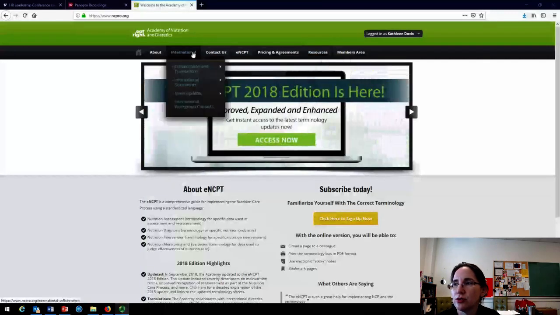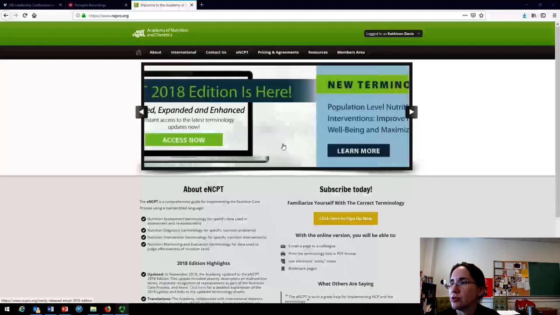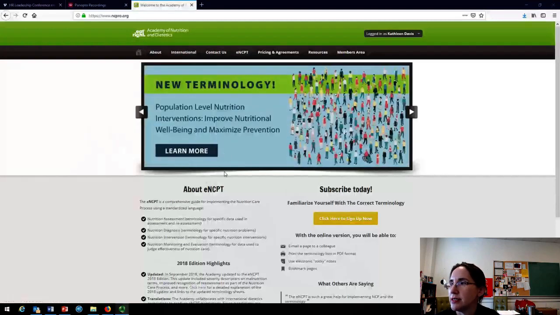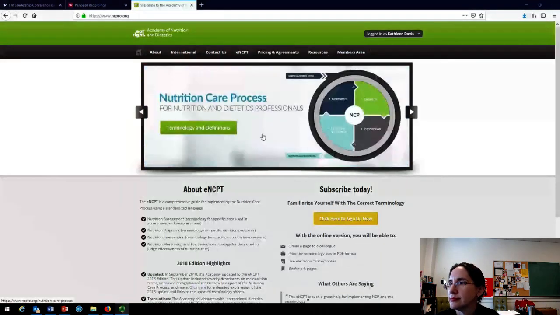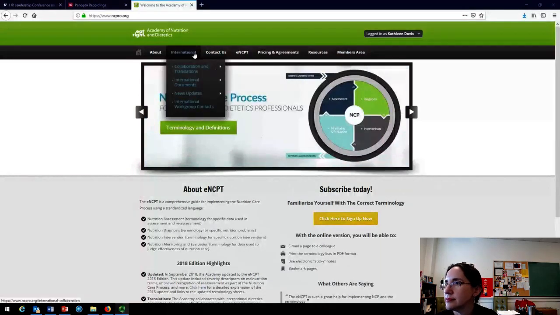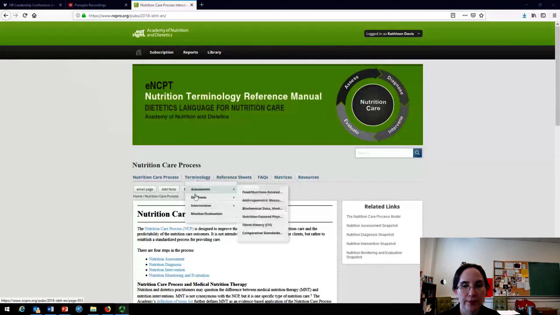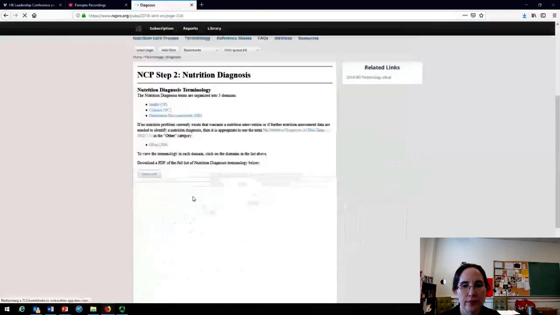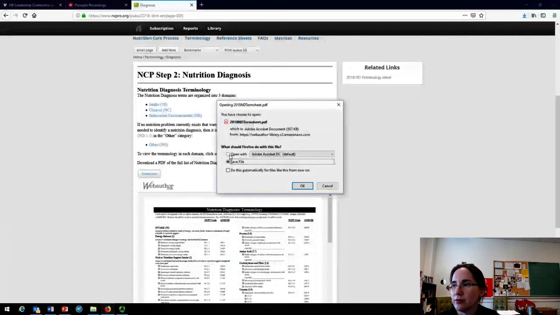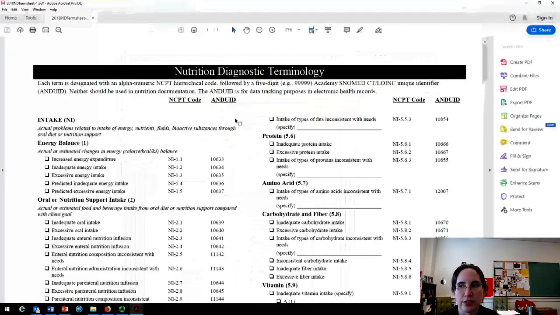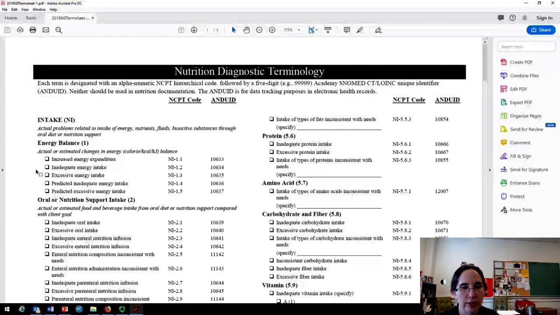And in addition, once you're in the ENCPT, you can actually go to terminology, diagnosis, and then click there. And once you've done that, you can actually download all of this exact terminology. And remember, I said when you choose a nutrition diagnosis, you should be able to find the exact terminology on this sheet. Increased energy expenditure, inadequate oral intake.